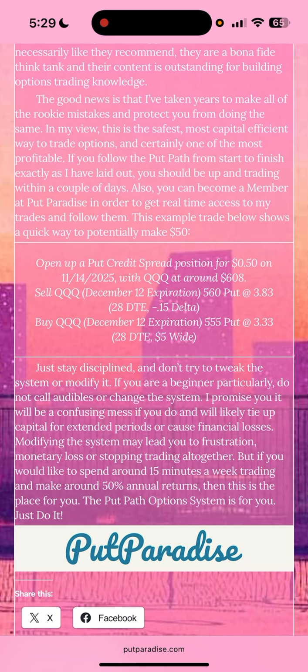Put those two things together, take it step by step, and you'll be well on your way to getting 50% annual returns. Just do it.